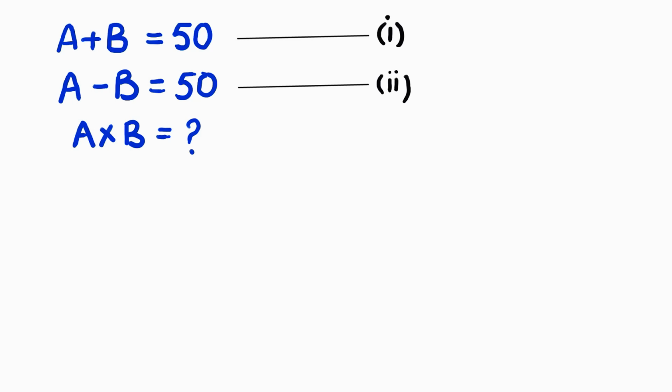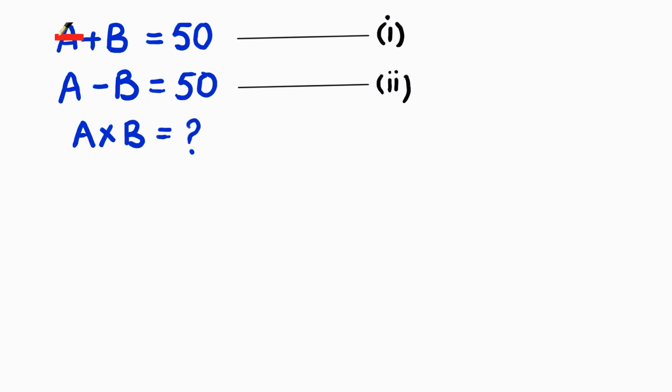I am here with a new mathematical problem. We have two equations: a plus b is equal to 15 and a minus b is equal to 15. And we have to find the value of a cross b.